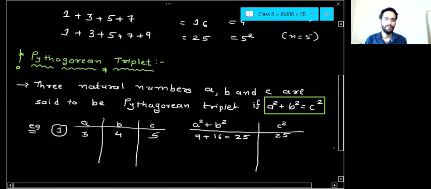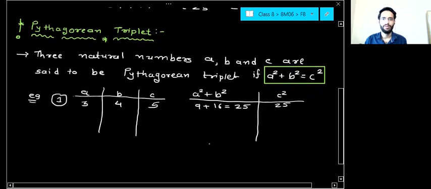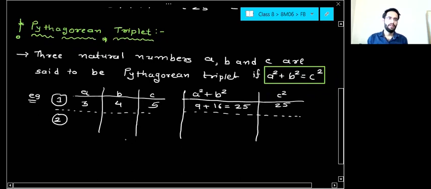Next. Who will tell me the next value? Any observation after 3, 4, 5? Yes, Shivansh is telling 6, 9, and 11. Let us check. 6 square is 36. 9 square is 81. 36 plus 81 is 117. But 11 square is 121. So we cannot take this. So 6, 9, and 11 is not a triplet.